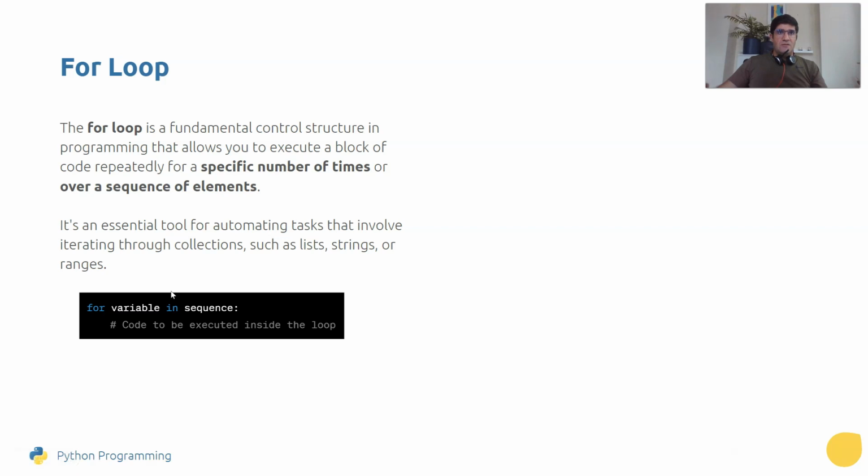So the main structure or syntax of the for loop looks like this: for variable in sequence. In fact, this variable is a loop variable, and each time the Python interpreter assigns one element from this sequence to the variable. Then we will run the code, and it will return to the sequence and select the next element, assign the next element to the variable, and it will continue.